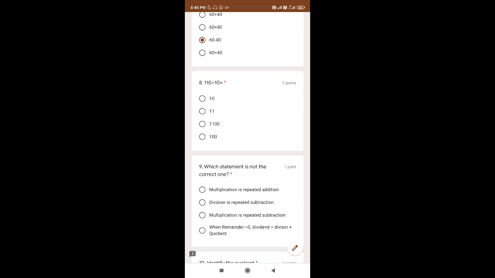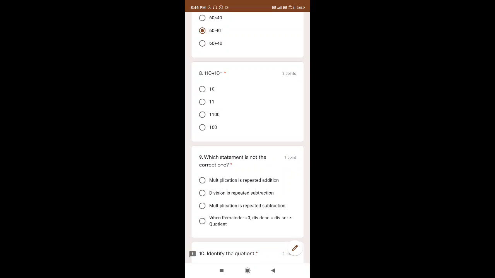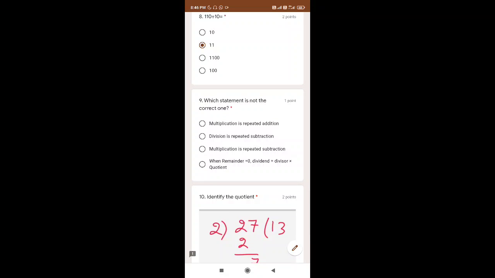110 divided by 10. So it will be option A 10, option B 11, option C 1100, option D 100. So what will be the correct answer? If you divide 110 by 10, the quotient will be 11. So 11 is the correct answer here, option B. Then come to question number 9.